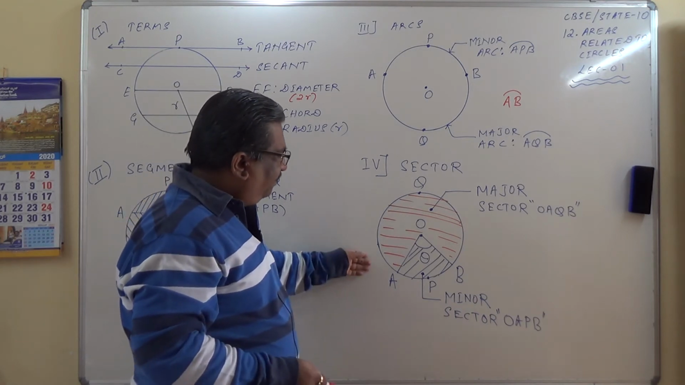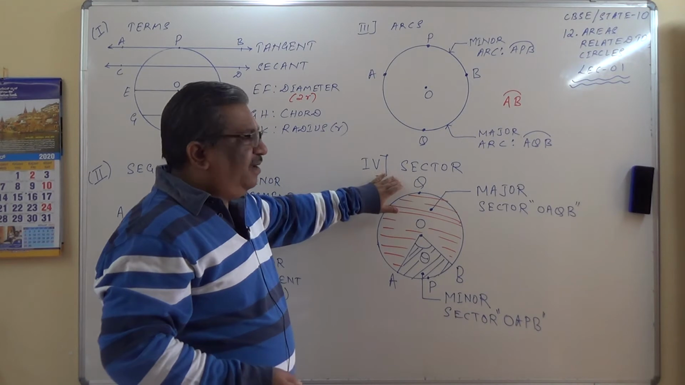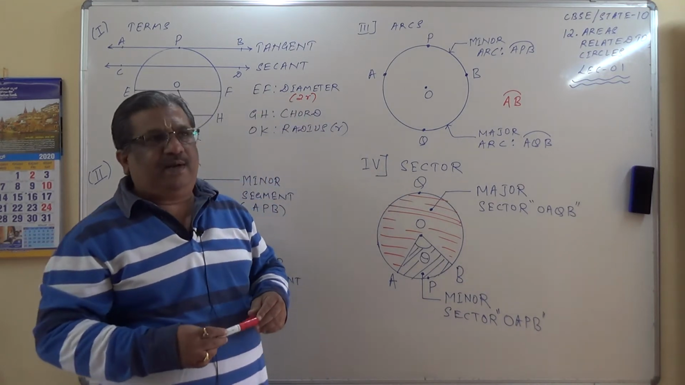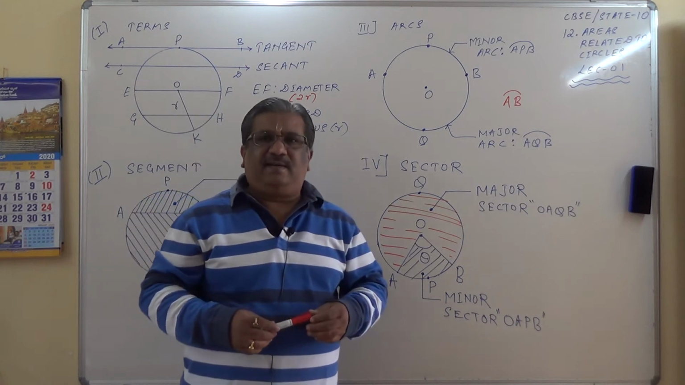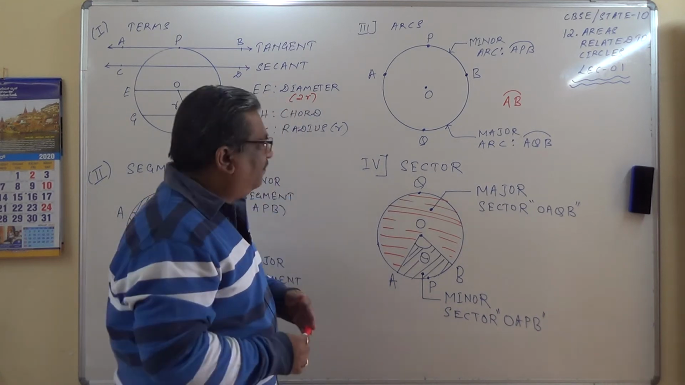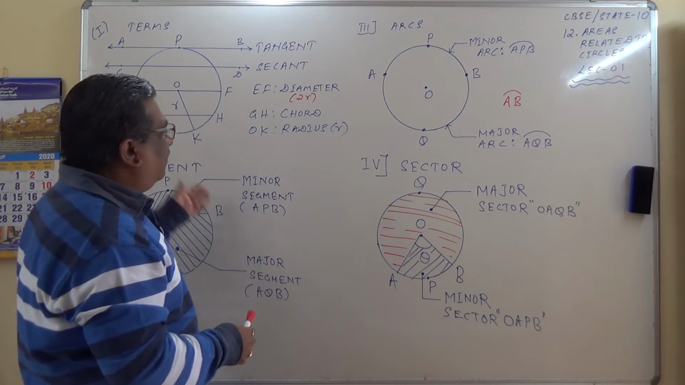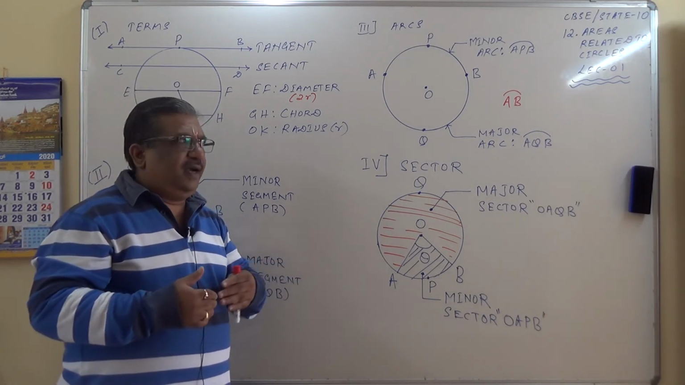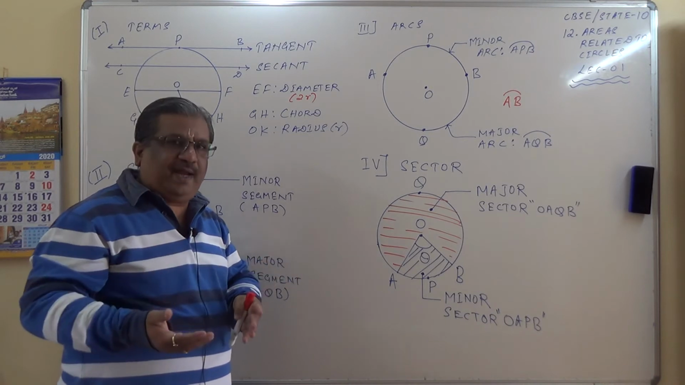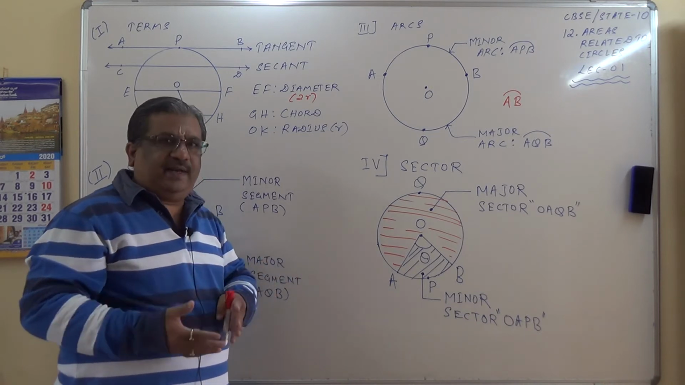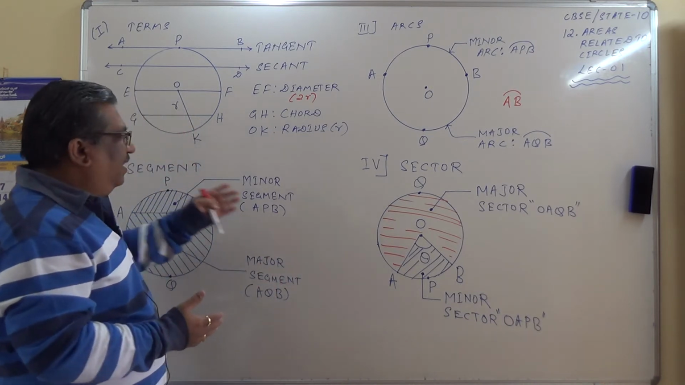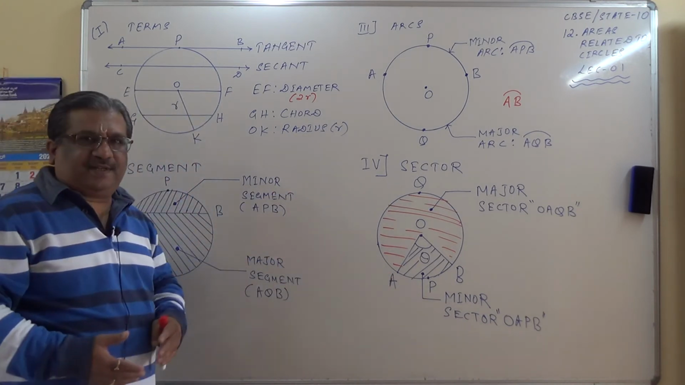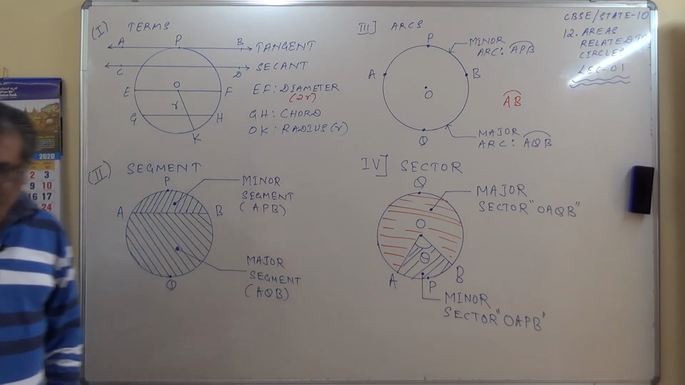Sector understood. And generally, by default, when I say a sector, it refers to the minor sector. Remember, by default, if I say a sector, it refers to the minor sector. So first make a note of all these things, then we'll proceed to the circle, the value of pi, how to calculate the area of the circle, area of the sectors, then area of the segments. This is our topic of discussion. Note down first.